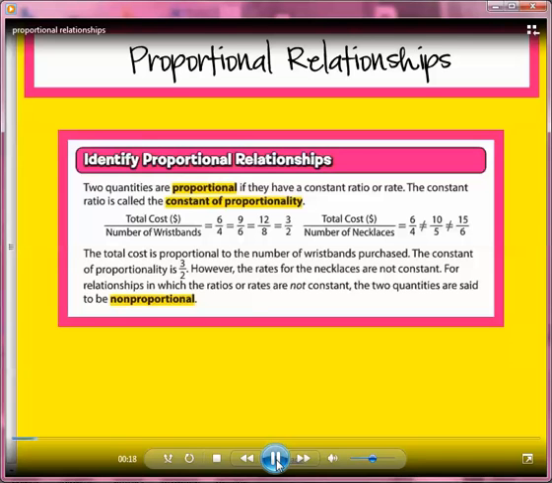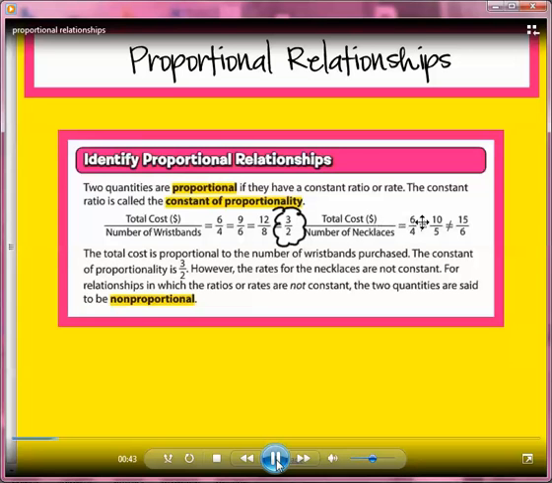So in this particular situation, the total cost in dollars and the number of wristbands are proportional. Because if you pay $6, you're going to get 4 wristbands. If you pay $9, you'll get 6. If you pay $12, you'll get 8, which all equals $3 for 2. This is the simplified slope or constant of proportionality.